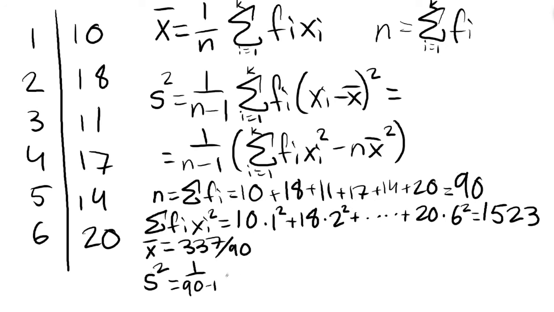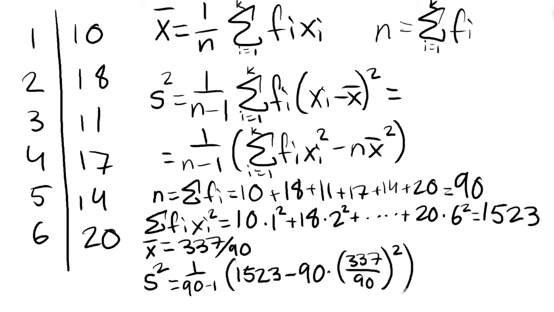So, if we then calculate what our s squared is, we would get 1 divided by 90 minus 1, and the sum of fi xi squared, that was 1523, minus n, which is 90, times x bar, which is 337 divided by 90, squared. And that would then give us 2.934, around there. There are very many decimals, so I'm just going to put down a few of them.